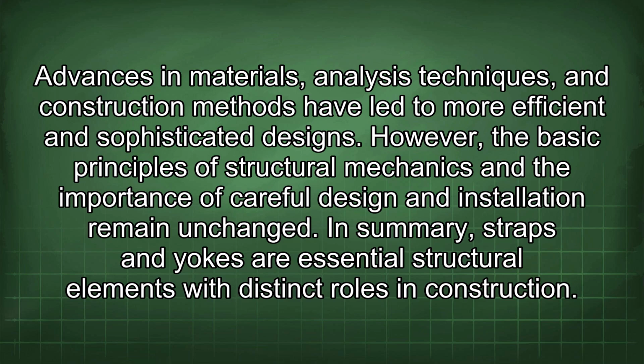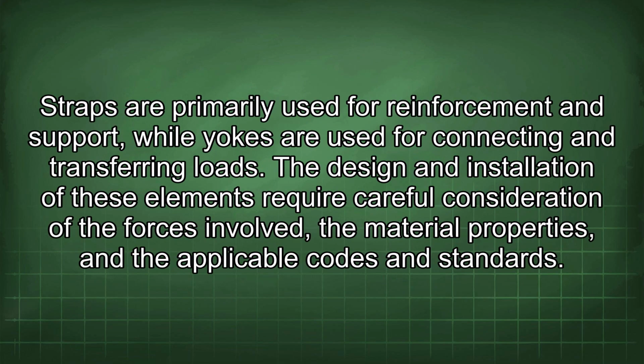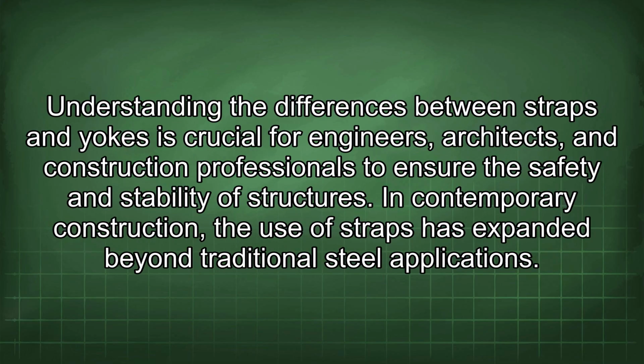In summary, straps and yokes are essential structural elements with distinct roles in construction. Straps are primarily used for reinforcement and support, while yokes are used for connecting and transferring loads. The design and installation of these elements require careful consideration of the forces involved, the material properties, and the applicable codes and standards. Understanding the differences between straps and yokes is crucial for engineers, architects, and construction professionals to ensure the safety and stability of structures.